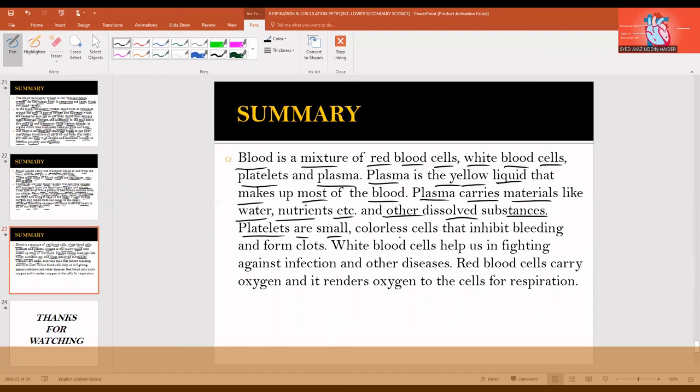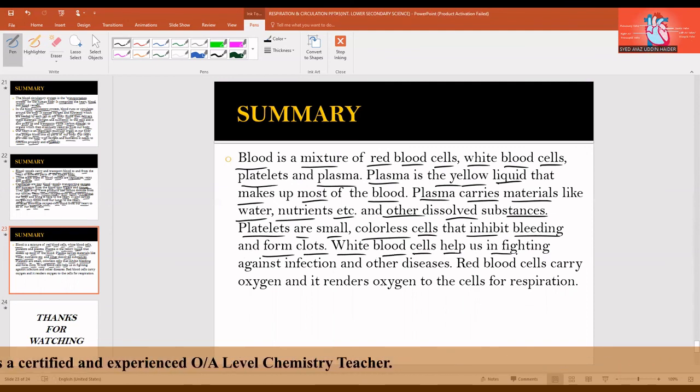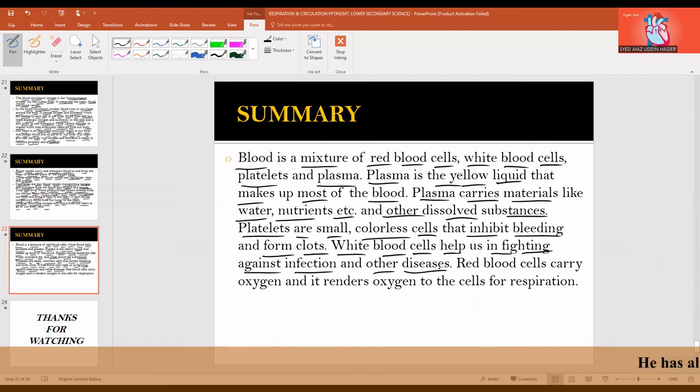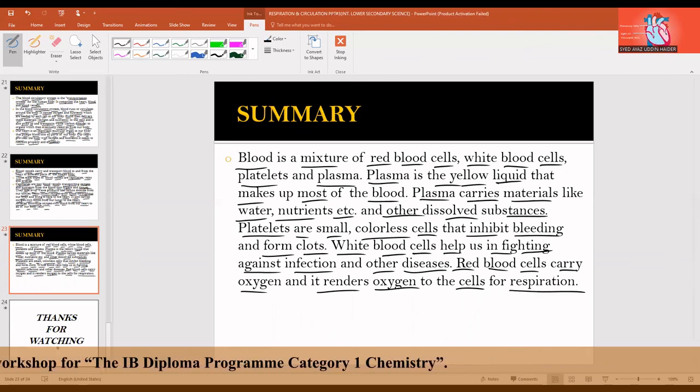Platelets are small, colorless cells that inhibit bleeding and form clots. White blood cells help us in fighting against infection and other diseases. They are part of the immune system. Red blood cells carry oxygen and it renders oxygen to the cells for respiration.